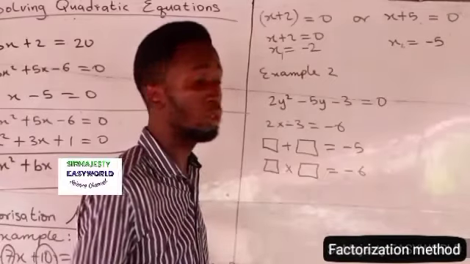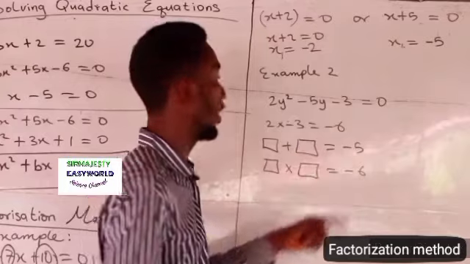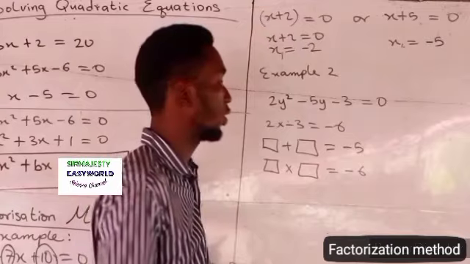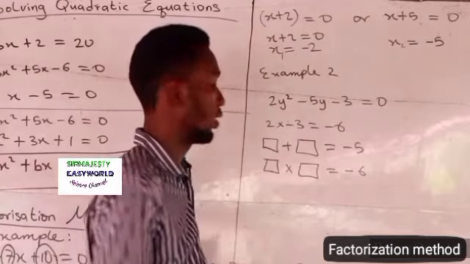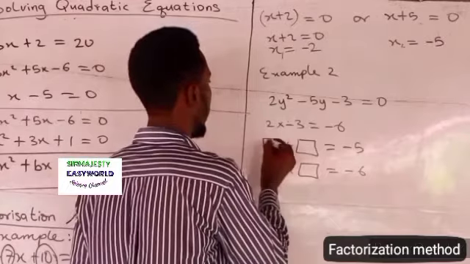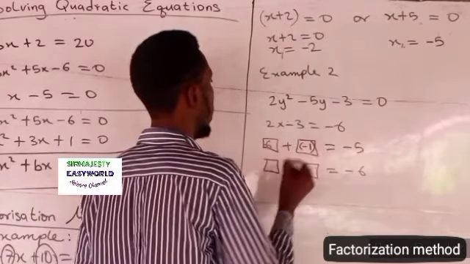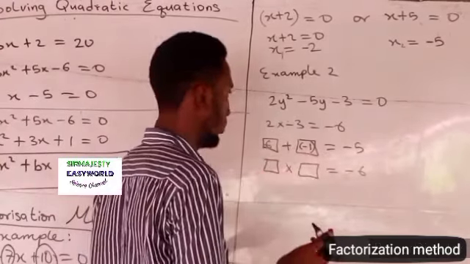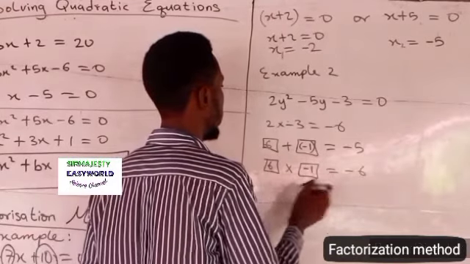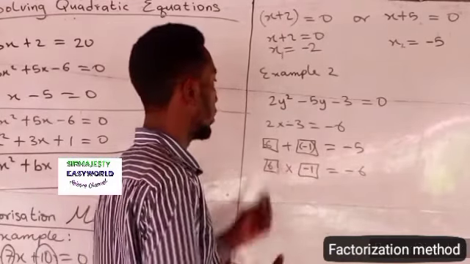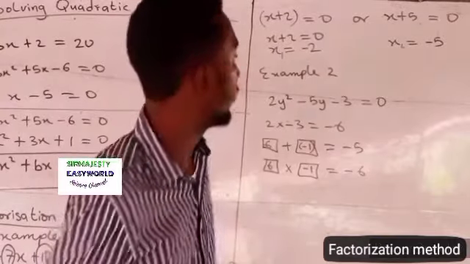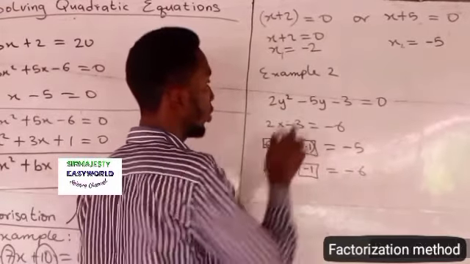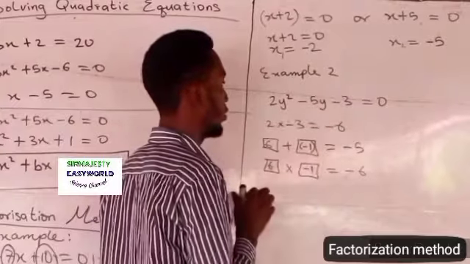Okay, so we are looking for two numbers such that their sum is minus 5 and their product is minus 6. So I think 6 and minus 1 should be correct, because 6 plus minus 1 should give us minus 5, because 6 plus minus 1 is the same thing as 6 minus 1. And now 6 multiplied by minus 1 should also give us minus 6. So I think those are the correct values for this particular one. So we are going to use this 6 and minus 1 to split this minus 5.